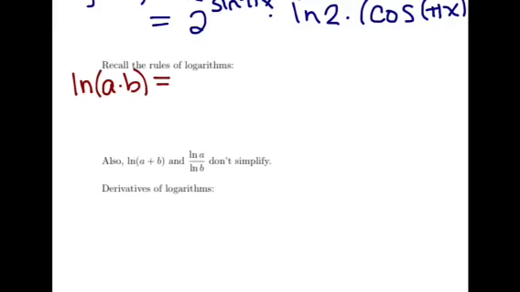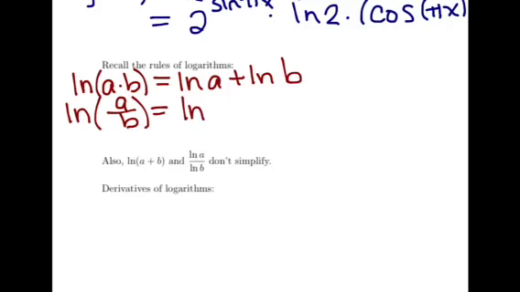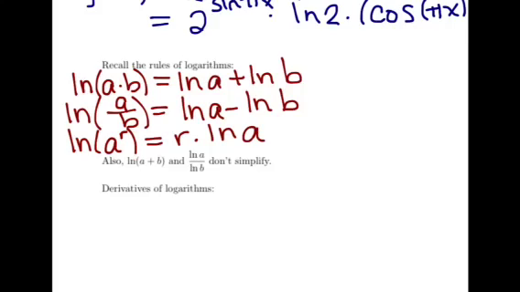So remember, multiplication of logs turns into addition of logs. Division, a divided by b, turns into subtraction. And finally, if you have a to the r, you can take your exponent and take it down front. These all should look familiar. If you have something like a to the x times a to the y, what do you do to those exponents? You add them.